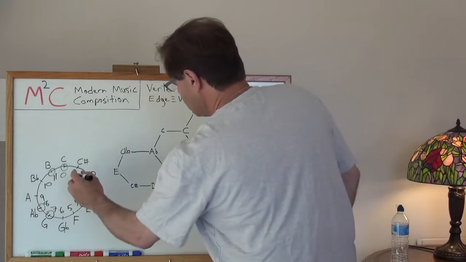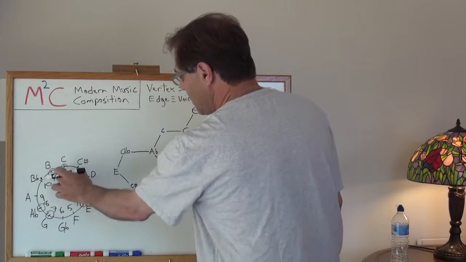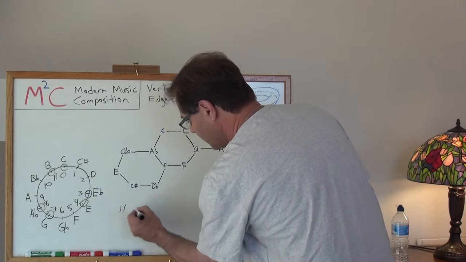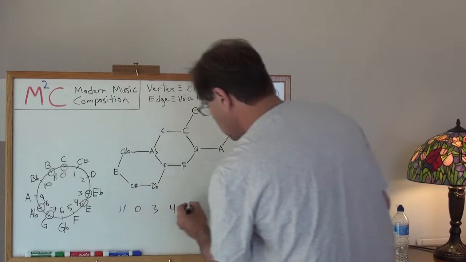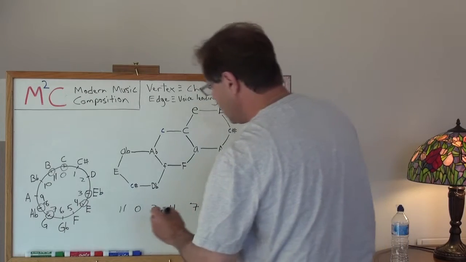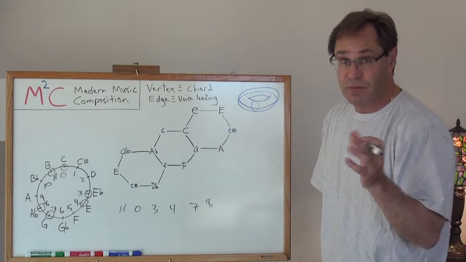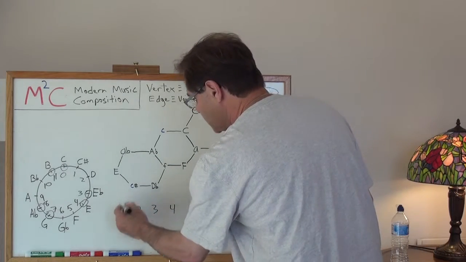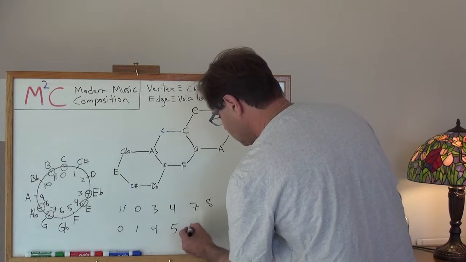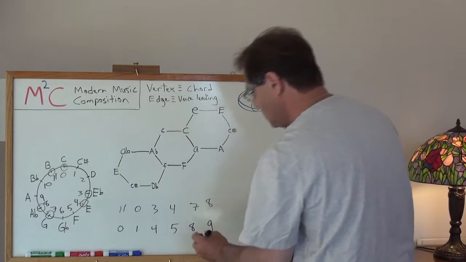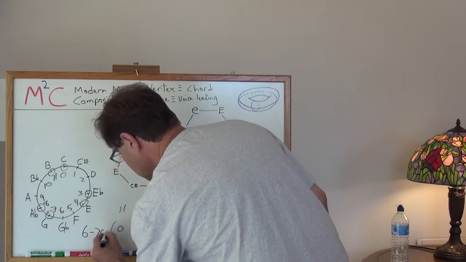So just because I always like to start from the top somewhere, I'll start with 11 and we'll draw out 11, 0, 3, 4, 7, 8. And then I'm going to want to start with 0, because that's what you do in terms of defining your set class. So we'll just go up a semitone. And there's your set class. And that actually happens to be set class 620.